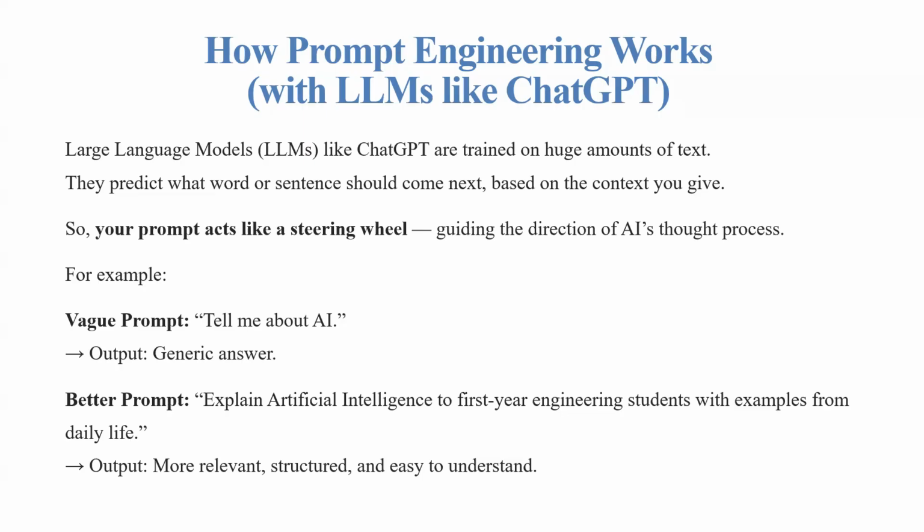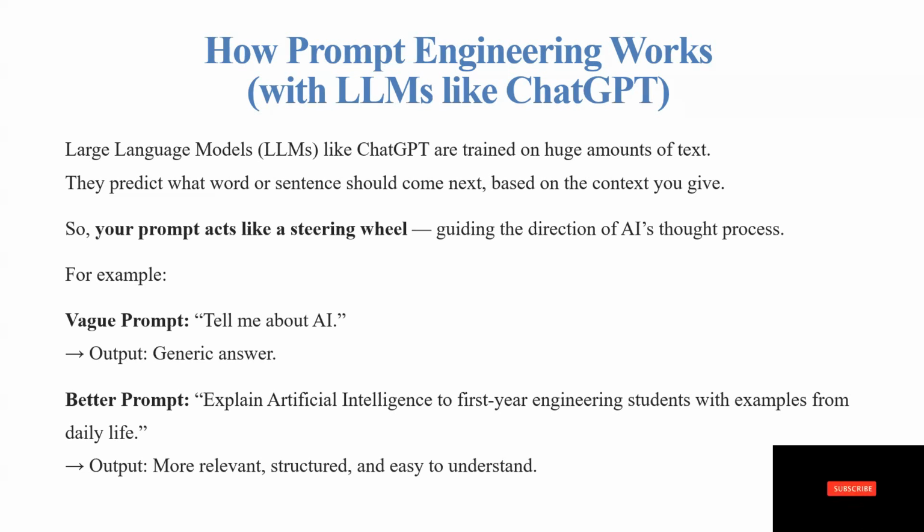That's why prompt engineering is so important. So here, in the vague prompt example, if you say, "Tell me about AI." Suppose you ask ChatGPT, "Tell me about AI," will it answer? Yes, absolutely. It will answer. But the answer will probably be very general.